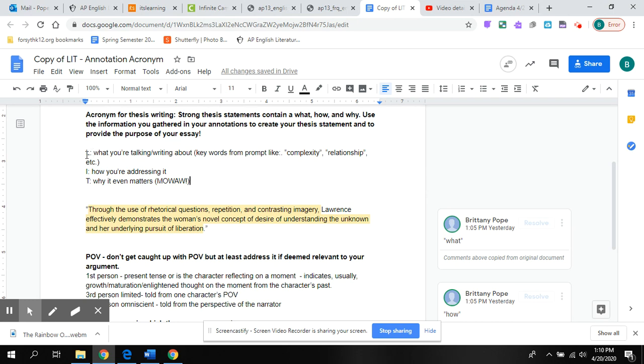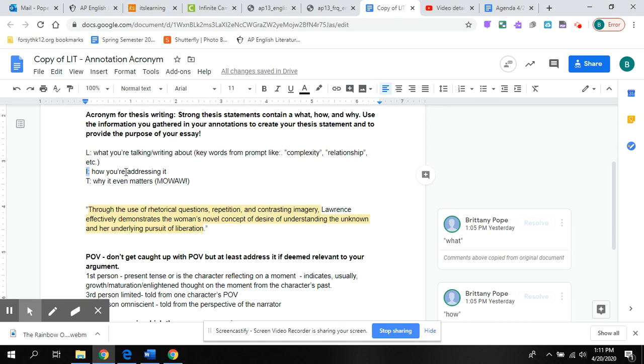So in your thesis, you need to talk about what you're writing about. Okay, this could include the keywords like the complexity of the relationship. It should also include specifics, right? So if you're going to say there's a complex relationship between the woman and her daily life, all right, what is complex about it, right? You have this dichotomy of her longing for something else and then also understanding that what they're doing is purposeful, okay? And then you have the I.